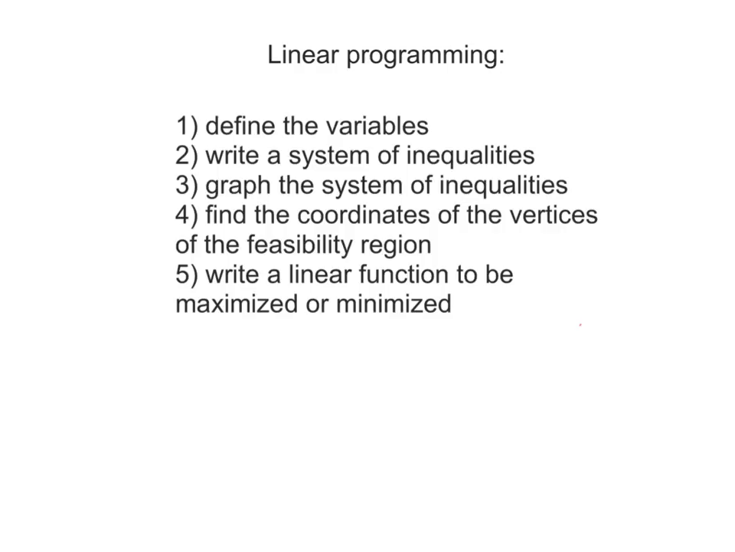So now we go back to our steps of linear programming. We've defined the variables, we've written a system of inequalities, we've graphed that system of inequalities, we have found the coordinates of the vertices of the feasibility region, and now we need to write a linear function to be maximized or minimized, because the whole point of this is an optimization problem, right? And we want to maximize or minimize our profits or our amount of something. That's the whole point of this, to maximize or minimize something. And that something in our specific problem is the profit.